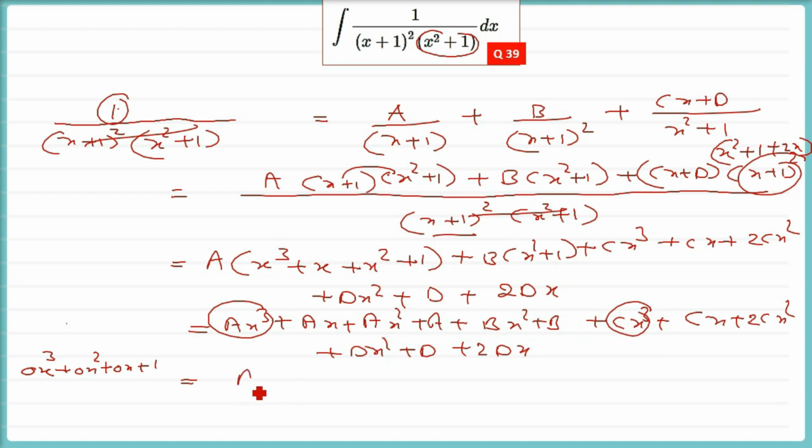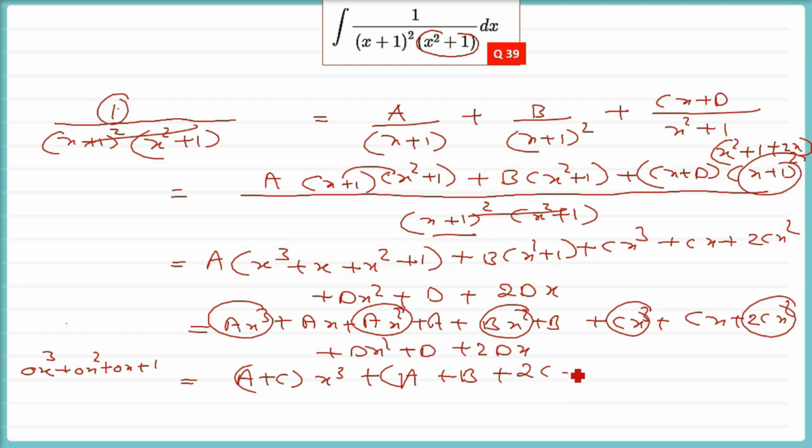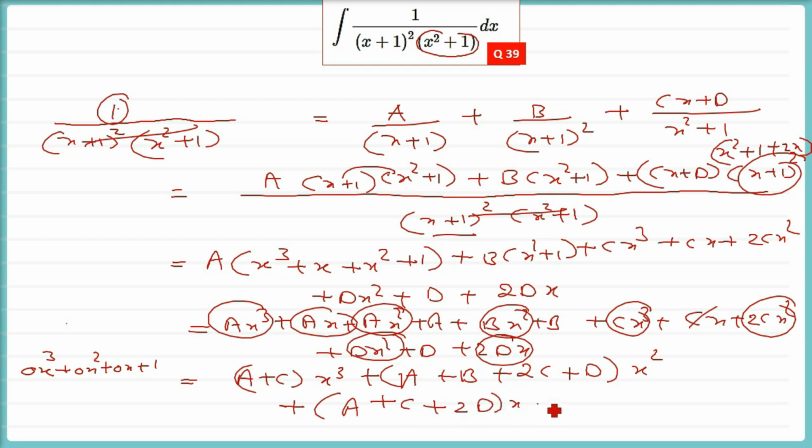So now combine these similar terms, that is all the terms along with x cube. So a plus c along with x cube comes first. Then we have ax square and then bx square, so a plus b. With x square we have 2c. Then we have d, so x square. Now take the x term. So we have ax, cx and 2dx. So this will become a plus c plus 2d along with an x. Now take the constants a, b and d. So a plus b plus d.